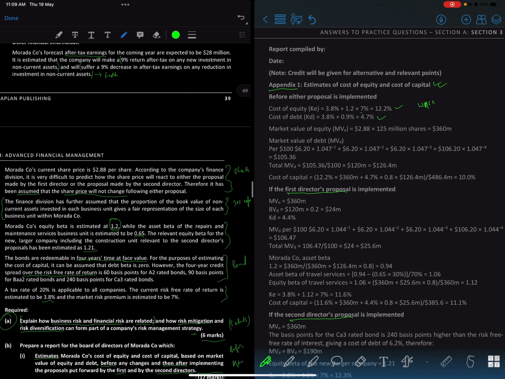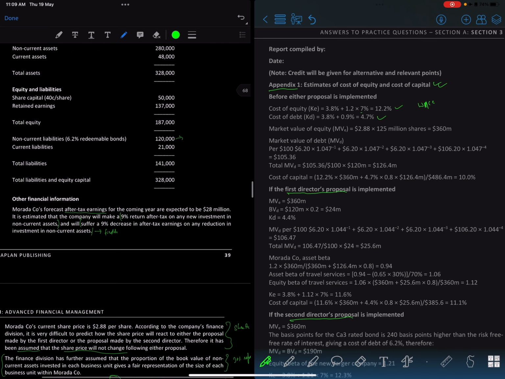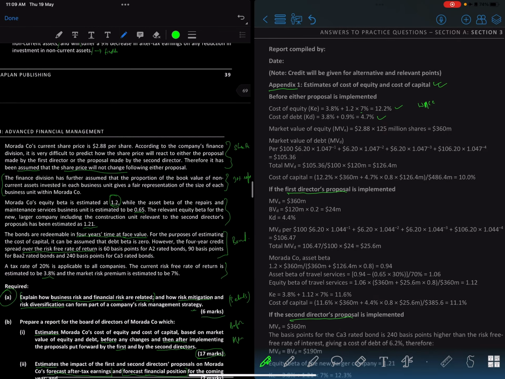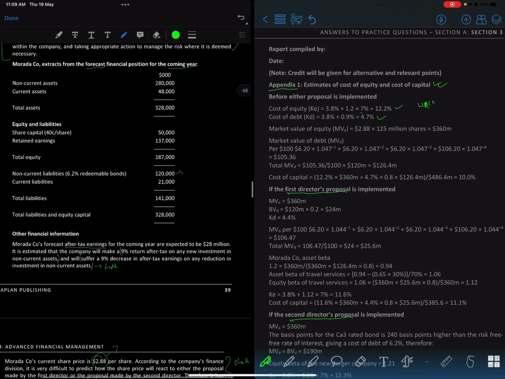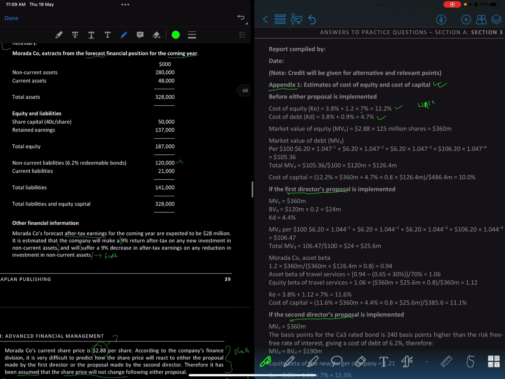Market value of equity, what is it? We know the share price, it's over here, times the quantity of shares, right? What is the quantity of shares? Let's look for shares. Okay, it's 50,000, but it's 40 cents per share, right? So 50 divided by 40, so that'll be what? 200,000. So is it 200? Okay, 50 divided by 0.4, right?